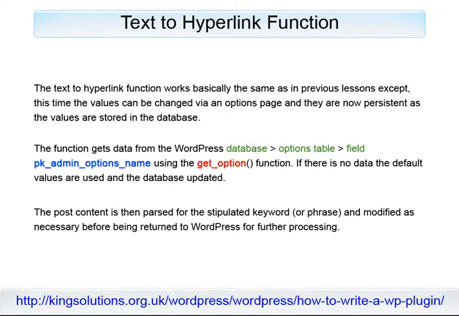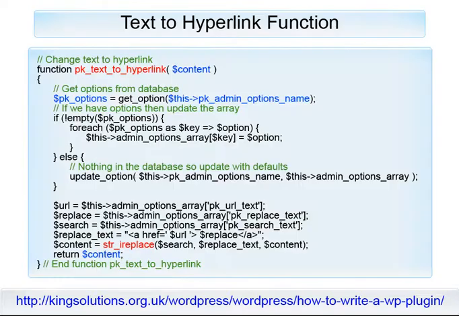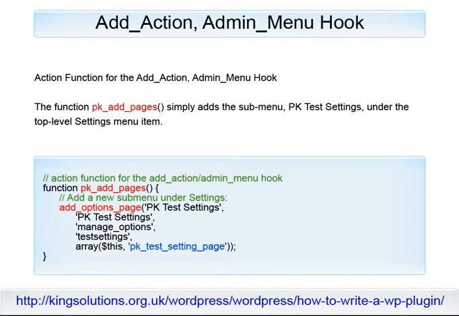The function gets data from the WordPress database options table field, pkadminOptionsName, using the getOptions function. If there is no data, the default values are used and the database updated. The post content is then parsed for the stipulated keyword or phrase and modified as necessary before being returned to WordPress for further processing. Next, the add function for the add action admin menu hook. The function pk add pages simply adds the submenu pk test settings under the top level settings menu item.